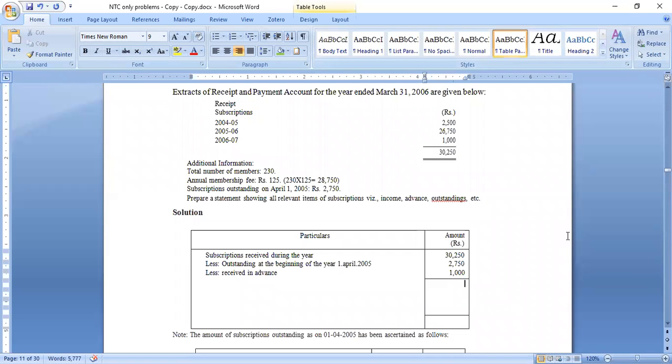So it comes around 34,000. Sorry, we have to deduct it. So 3,750 we have to deduct. So it comes around 26,500.